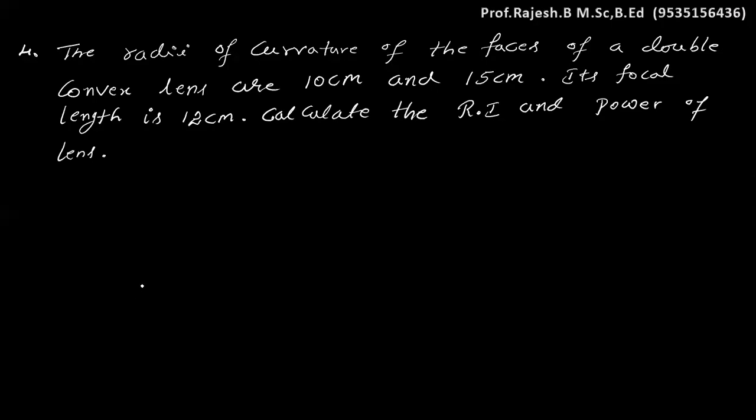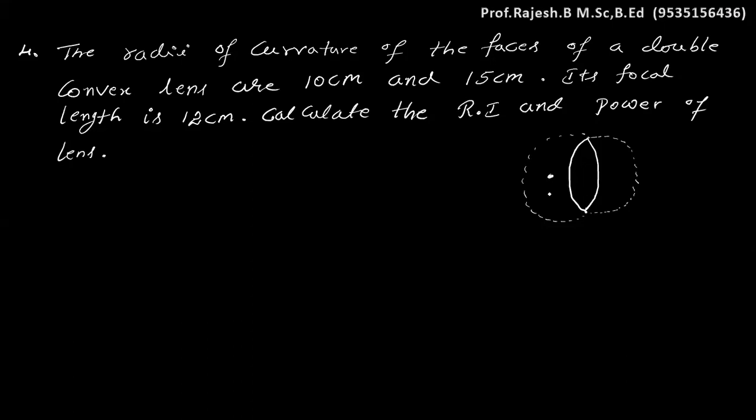Yeah. Next problem. The radii of curvature of the faces of a double convex lens are 10 centimeter and 15 centimeter. Its focal length is 12 centimeter. Calculate the refractive index and power of a lens. So radii of curvature, this is just a single lens, it is double convex lens. Like this, the double convex lenses, right? So here you can trace two spherical surfaces.